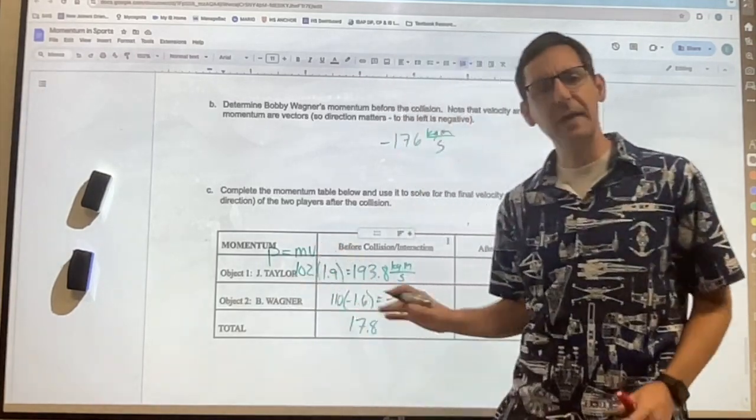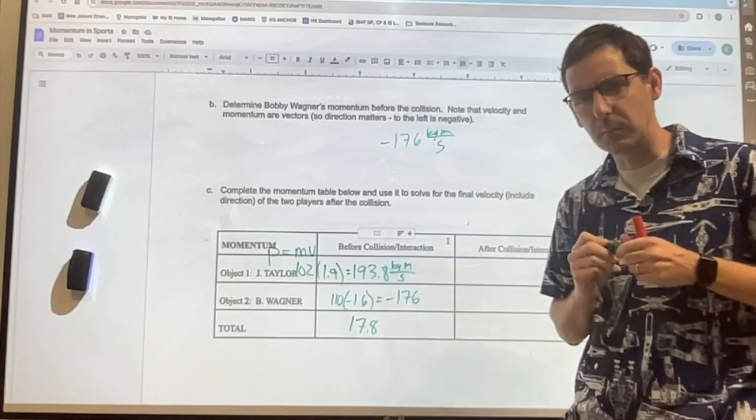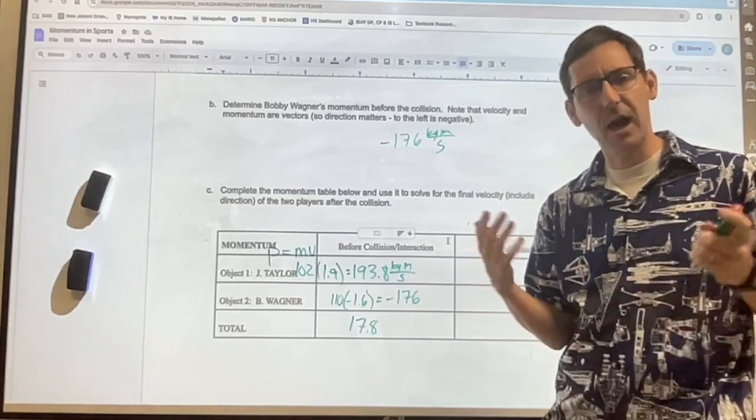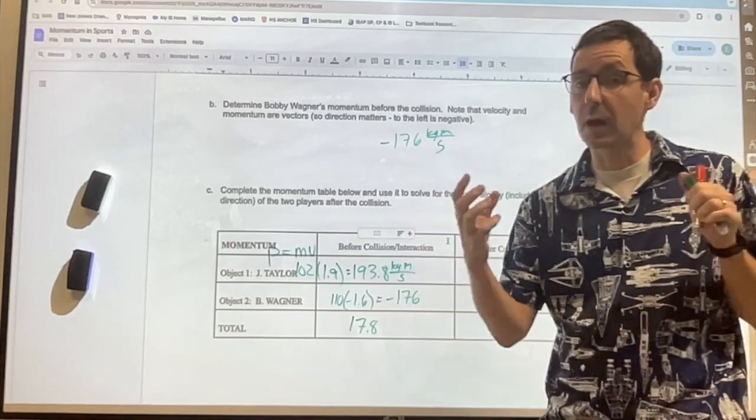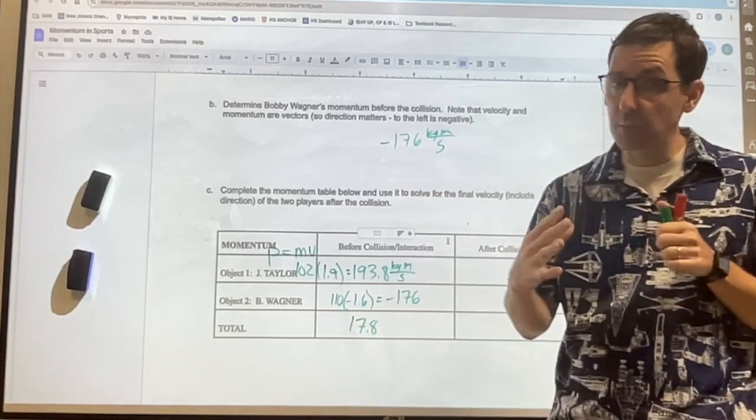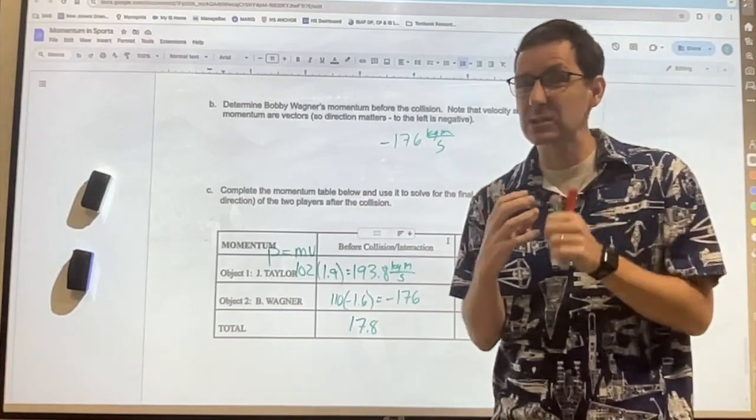Okay, and you may look at that and be like, well, that's not very much momentum. There's a lot of mass and a lot of velocity moving. Well, yeah, that's true, but do remember that they're moving in opposite directions. The positive momentum and the negative momentum are going to cancel out.